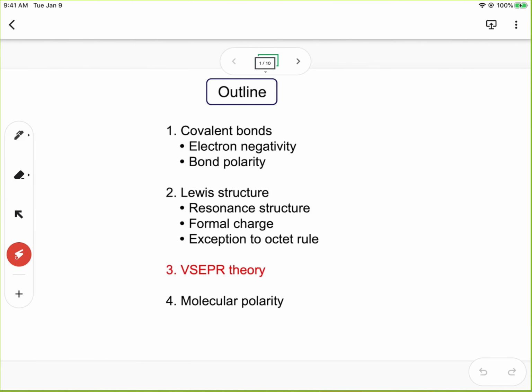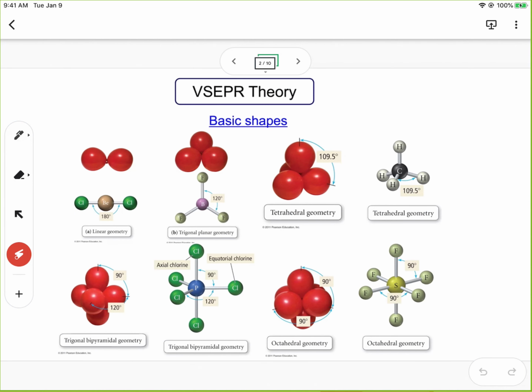And we have some procedures for us to follow to identify those geometries. Before we talk about VSEPR theory, let's take a look at the standard geometries. The first one is a linear geometry.